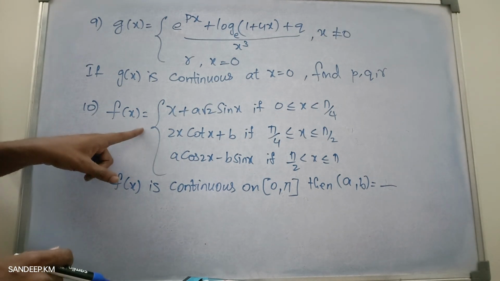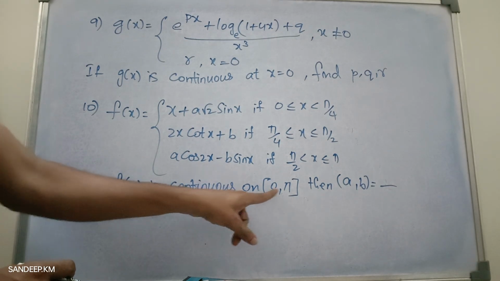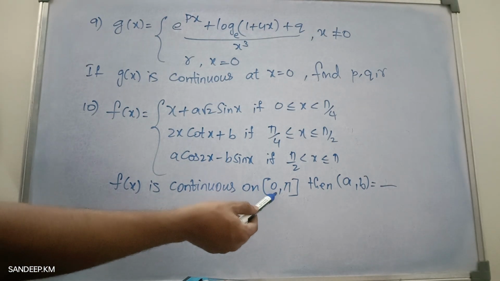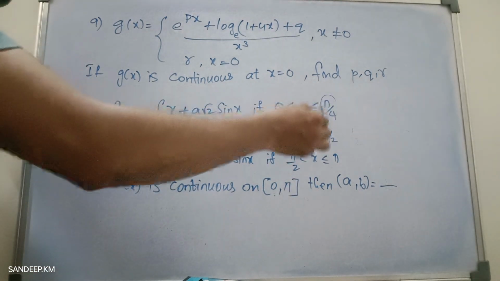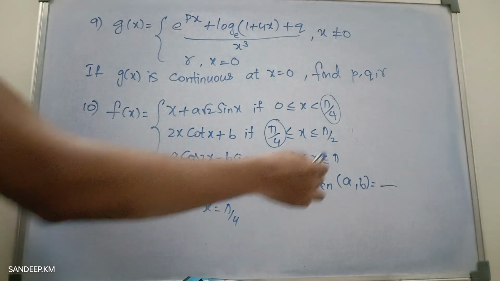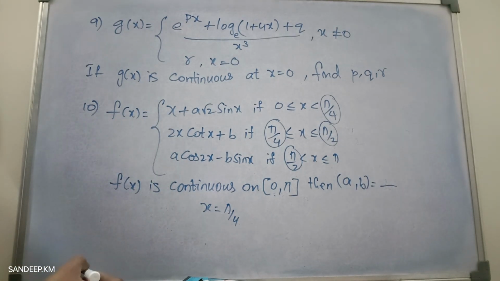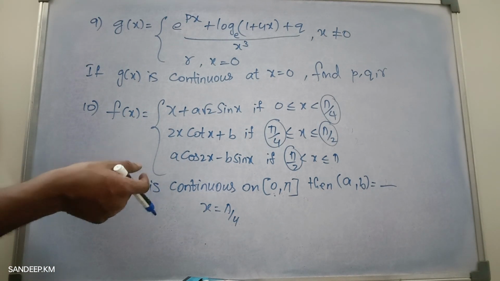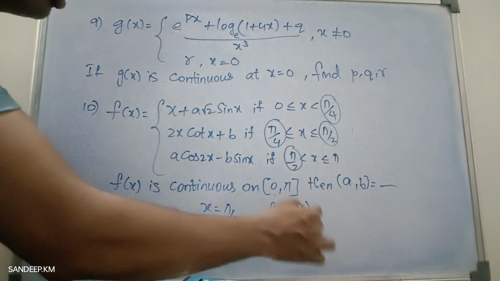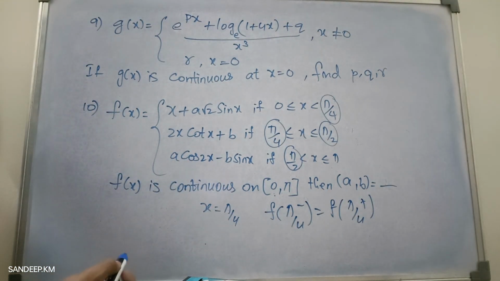But particularly here, look at this question. They told f of x is continuous on the interval 0, pi. It means that f of x is continuous at every point in this domain. So I can say that f of x is continuous at x equal to pi by 4, and also at x equal to pi by 2. Now if you want to solve this question, first of all take the condition that it is continuous at pi by 4, which means use f of pi by 4 minus is equal to f of pi by 4 plus. Now you will get some condition.